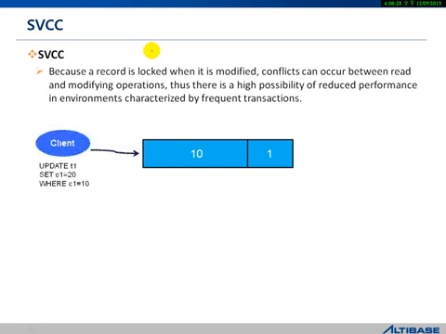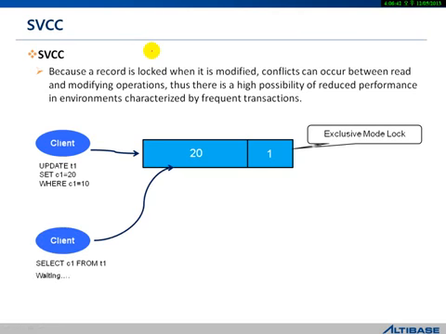So there's data. When client A modifies the record first, the exclusive lock is granted. And now client B wants to see the data. Because the lock is given, client B has to wait until client A finishes the modification. Once client A executes the commit statement, client B can see the data, which is 20.